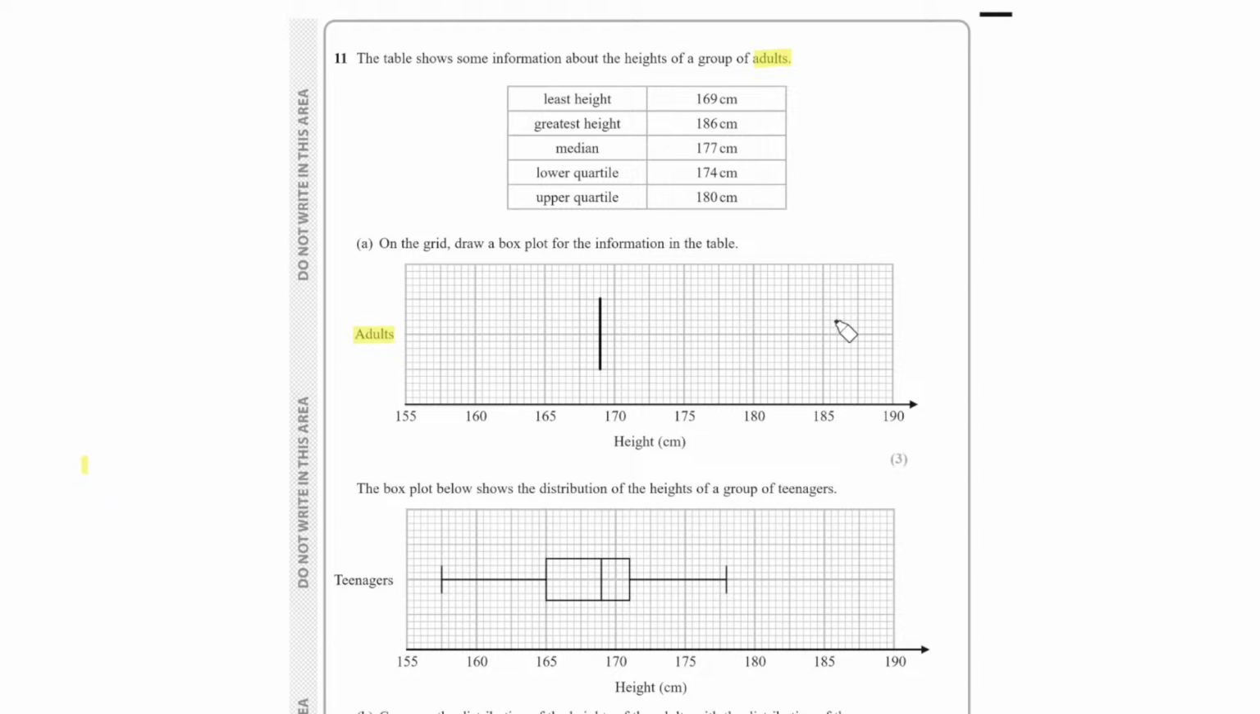Then 186 is up here. And get it as straight as you can. Obviously, in real life, you'll be able to do it much more easily than I can. 177, so that would be 4 squares along from 175, wouldn't it? There. And then 174, which is 2 squares before 175. And finally, 180 is, luckily that's just on 180, isn't it?